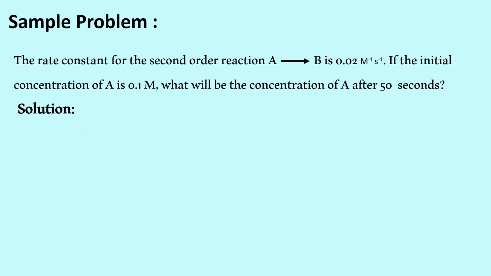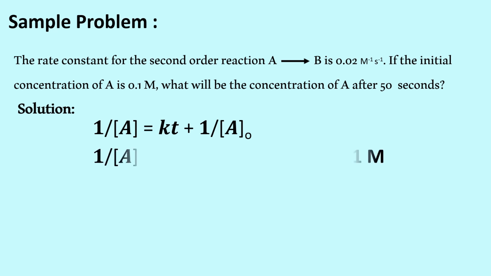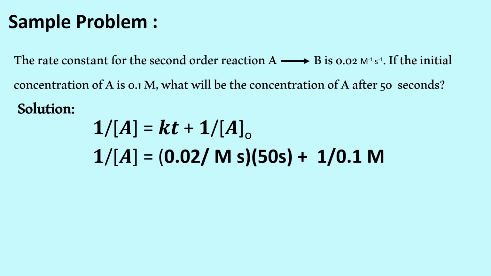Now, in order to solve this problem, we need to know the equation of the integrated rate law for the second order equation. And it's given by 1 over concentration of A equal to the rate constant K times the time t plus 1 divided by initial concentration of A. Substituting the values, we get 1 over concentration of A equal to 0.02 per molar per second times 50 seconds plus 1 over 0.1 molar.